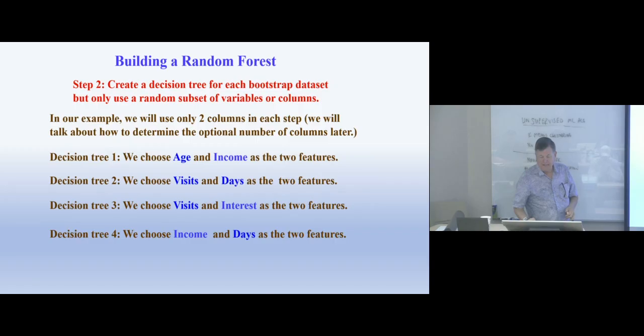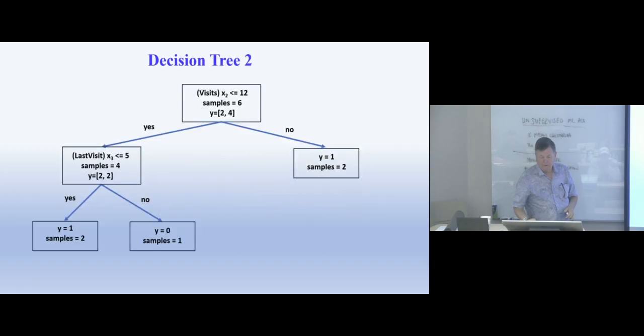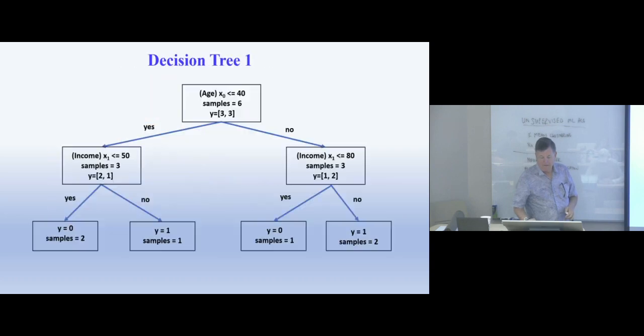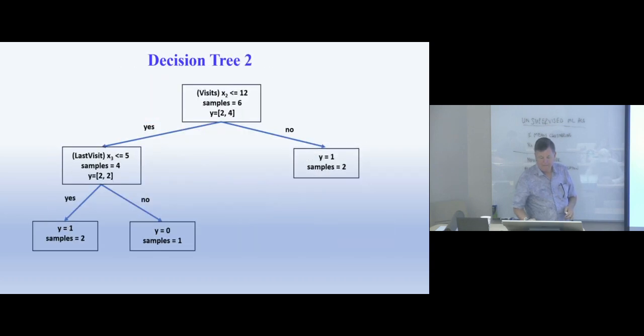I'm going to pick visits and days for the next one. There you go. And you split there. Then visits and interest. Okay. That's just 3. And then this one I did income and the last visit. Now, I've got the 4 trees. They're randomly generated from instances and from features. Remember, I could have picked 3 features or 4.